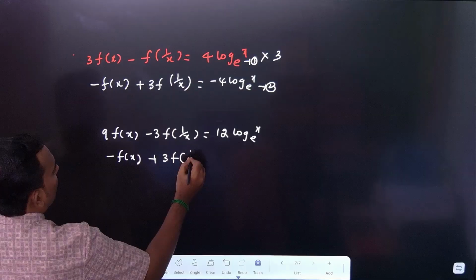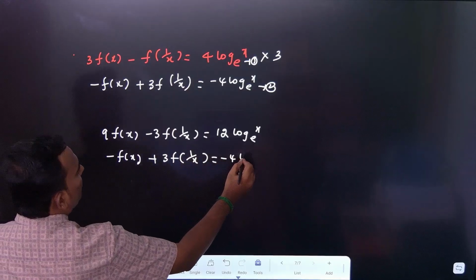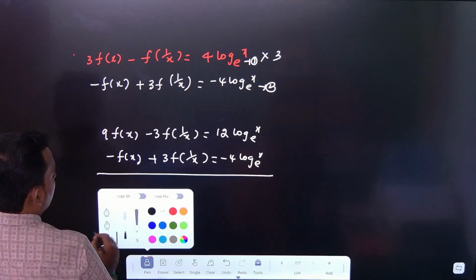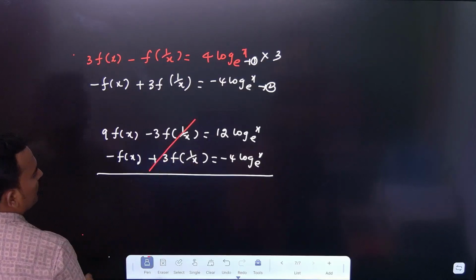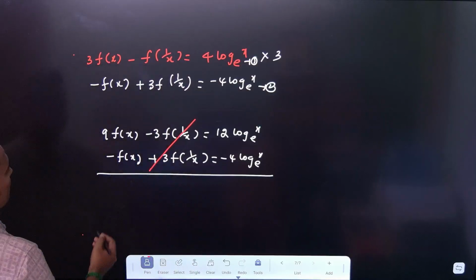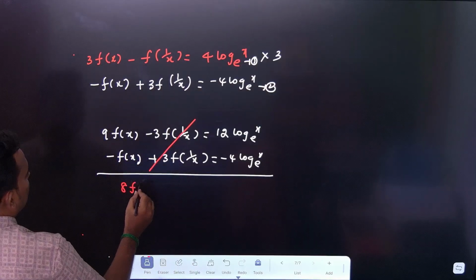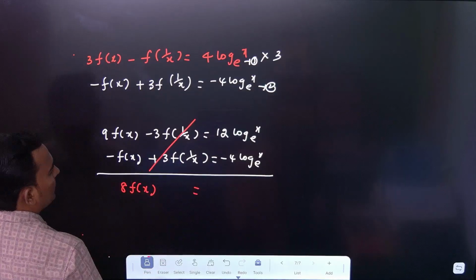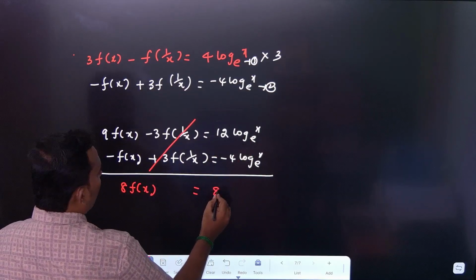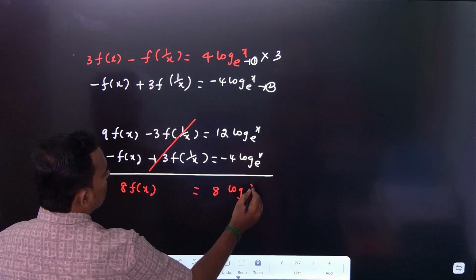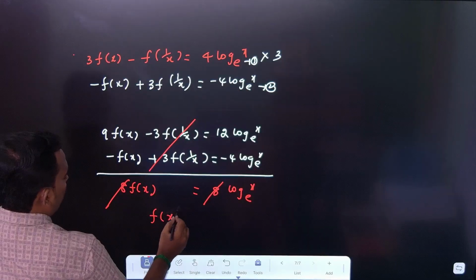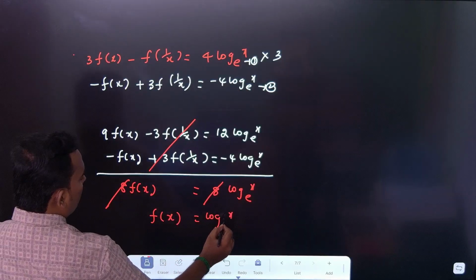Now the second equation you can keep as it is: minus f of x plus 3 times f of 1 by x equal to minus 4 times log x base e. Now you can use the elimination method. You can remove this one because minus 3 times f of 1 by x plus 3 times f of 1 by x will be cancelled out. Then 8 times f of x equal to 12 log x base e minus 4 log x base e, which is 8 times log x base e. 8 will be cancelled. F of x equal to log x base e.